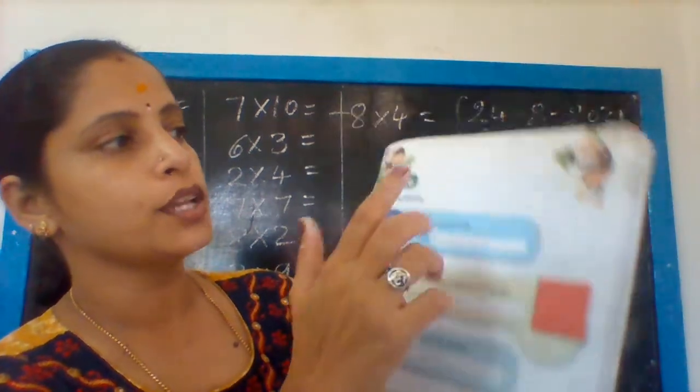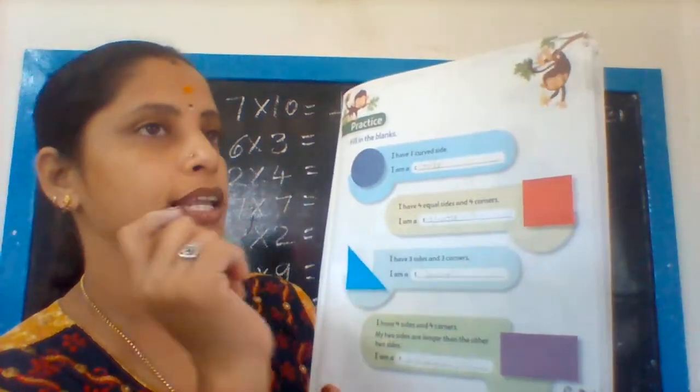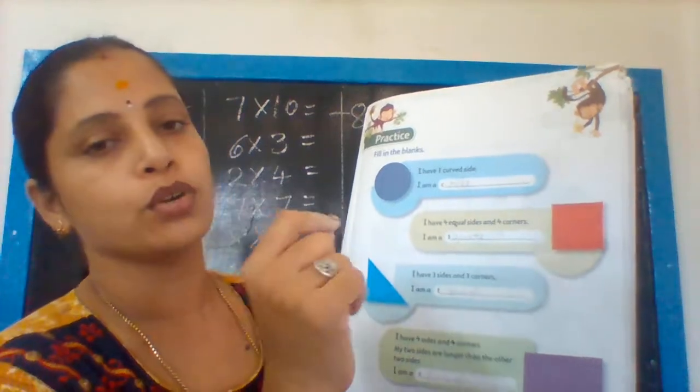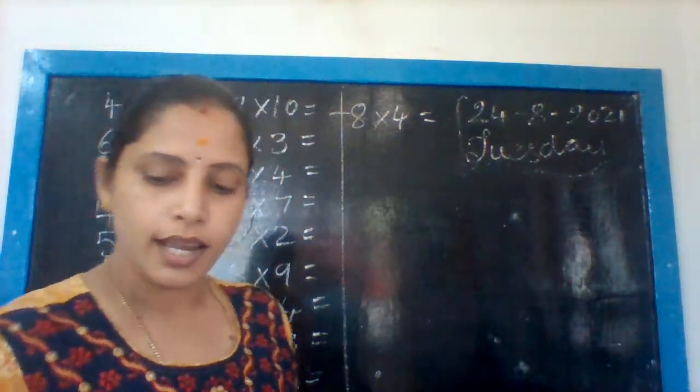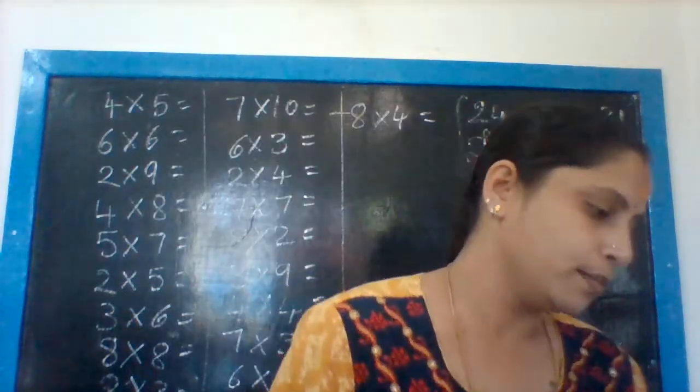So complete this page, write the date and complete this book. Then you get reading mark, no? Only after homework is complete you get the mark. And one more homework is there. Take out your four line book.